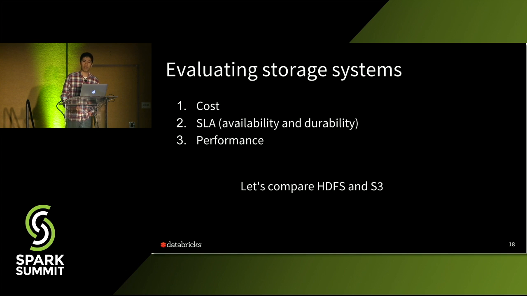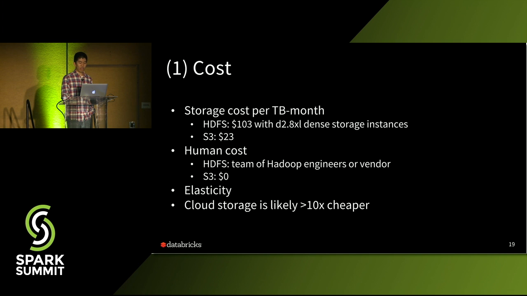So let's compare HDFS and S3. When evaluating storage systems, a couple of the top things you want to compare are cost, SLA, and performance. Let's first look at cost. If you compare just the raw storage cost per month to store a terabyte, with HDFS it's going to cost over $100, even if you use the Amazon instances that give you the densest storage. In S3, it's $23, depending on what storage class you choose.